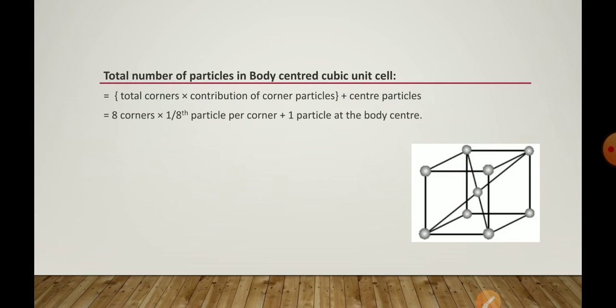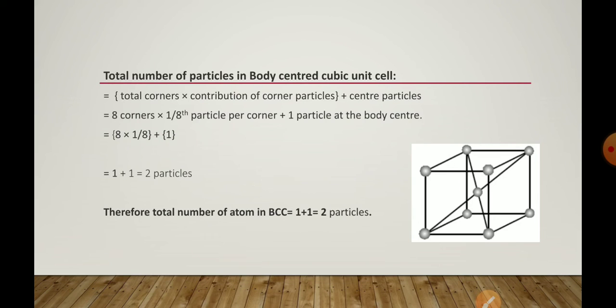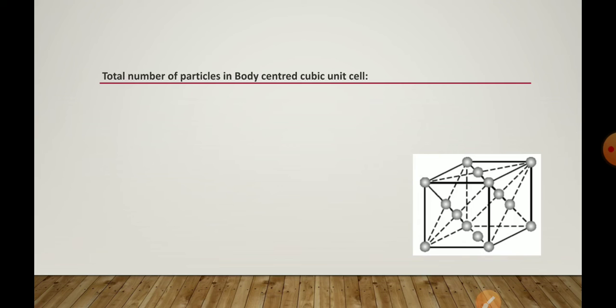Therefore, how many corners in a cube? Yes, exactly, it is 8 corners, and contribution is 1 by 8, and 1 plus 1 particle present at the center of the body. Therefore, how many particles does it give? 8 gets cancelled, gives 1, and 1 plus 1 is equal to 2 particles. There are 2 particles present in the body centered cubic unit cell. Okay, and then the last one, the remaining unit cell is face centered unit cell.